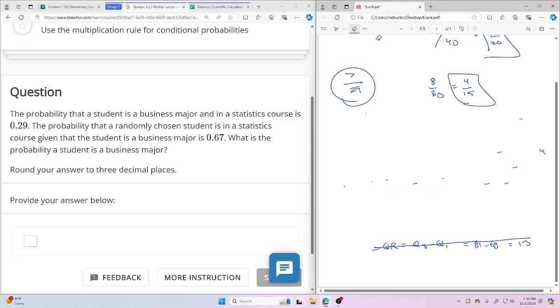Y'all okay with a few dots in the way? No, okay, I'll erase it. I'm so sorry.